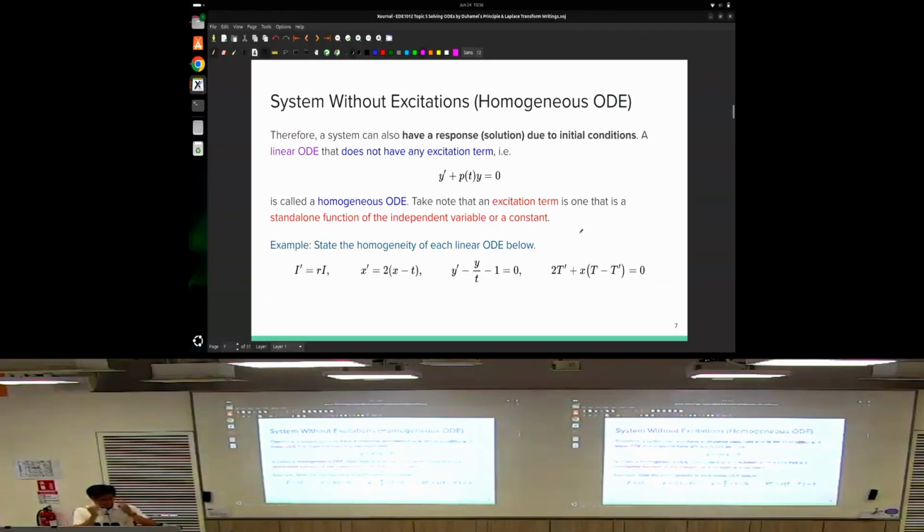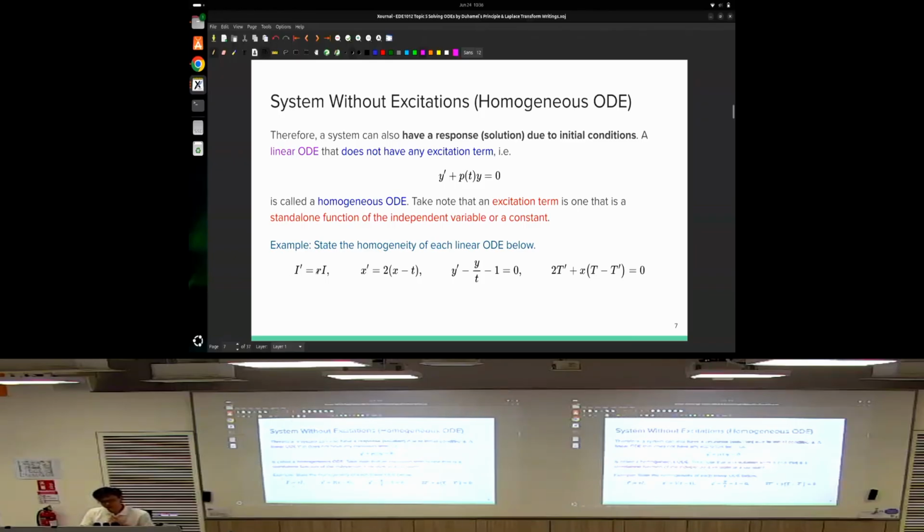Now, let's talk about the homogeneous and non-homogeneous. Just now I mentioned that if you don't have an excitation term, then it's considered homogeneous. So homogeneous means the right-hand side equals 0. Now we just analyze each of the ODEs here and state whether they are homogeneous or inhomogeneous. So what's the first one?